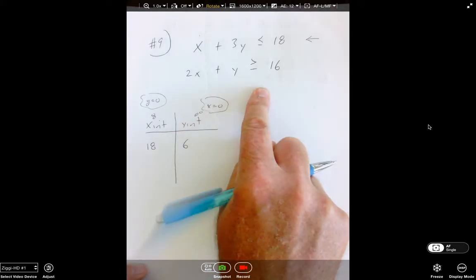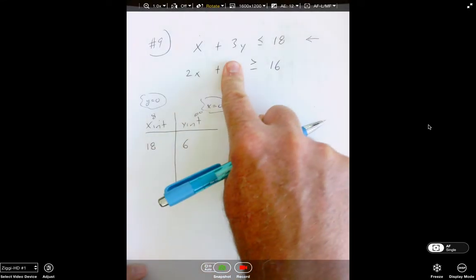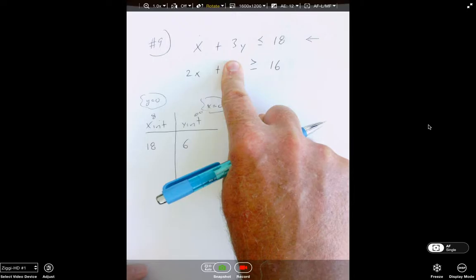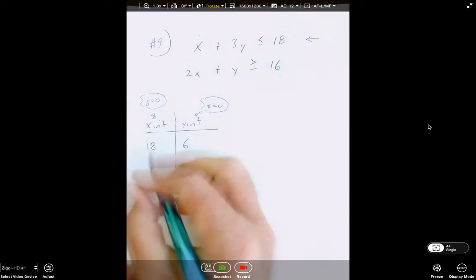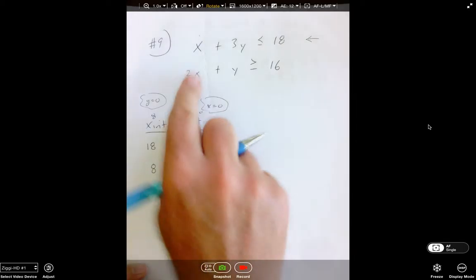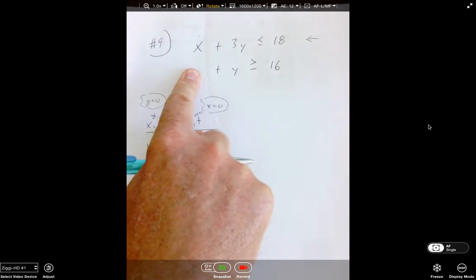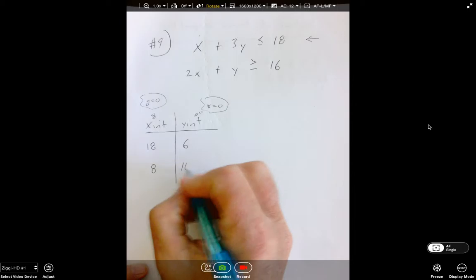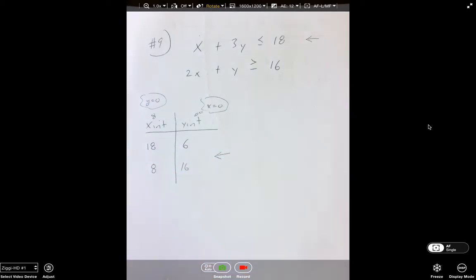Same thing down here. To get the x-intercept, cover up the y. Well, 2 times what is 16? 8. And if you look at the y-intercept, cover up the x. Y is 16. Now, once I've got the x and the y-intercepts, this thing turns out to be easy to graph.